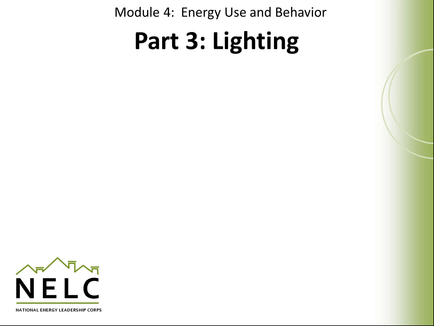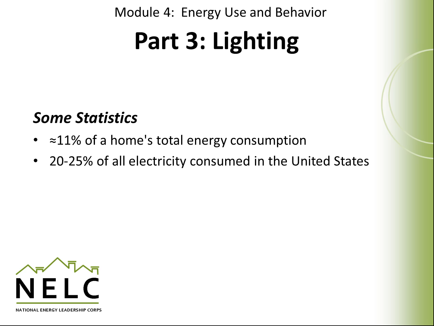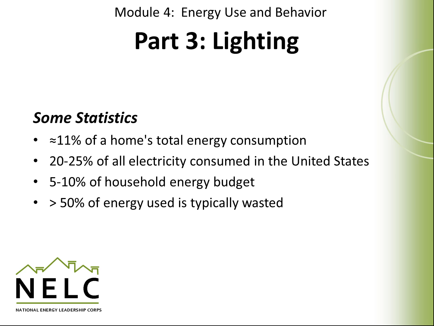Lighting is a huge source of energy use. It is on average 11% of a home's total energy consumption and 20 to 25% of all electricity consumed in the United States. Lighting energy costs can be 5 to 10% of a household energy budget, and over 50% of the energy used for lighting is typically wasted due to inefficient bulbs, inadequate maintenance, or inefficient use of lighting.